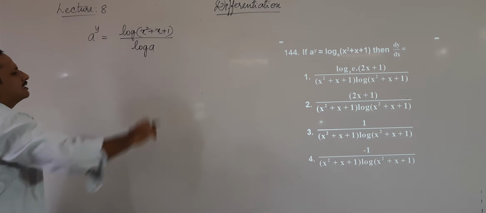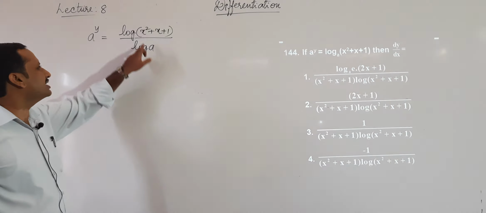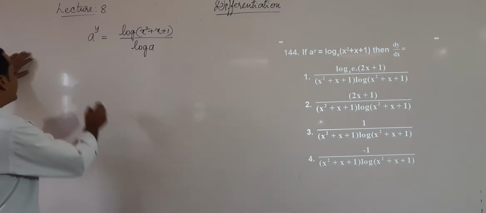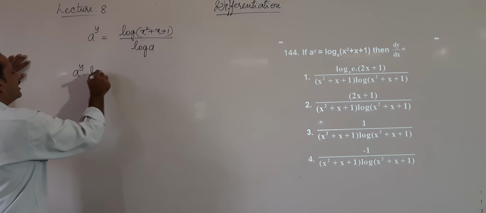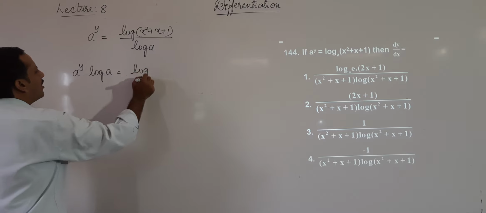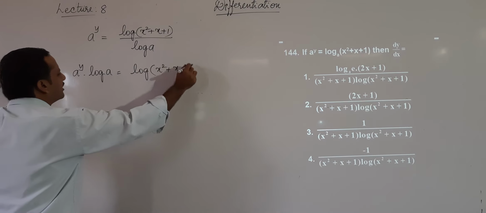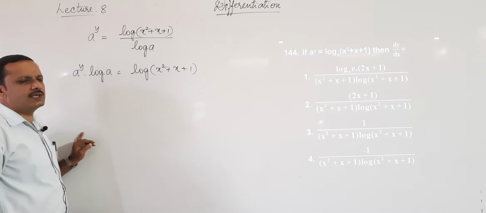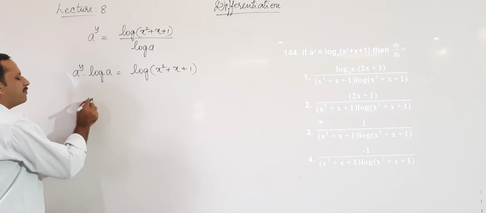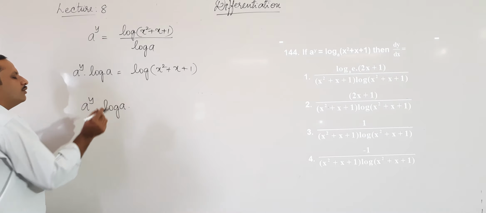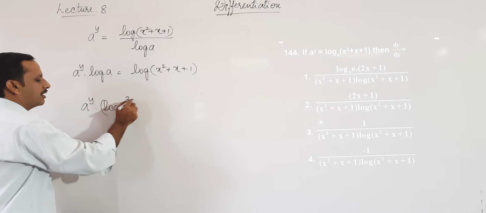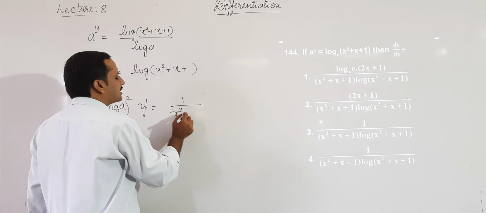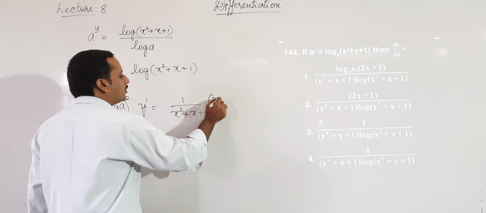Okay. Here I have changed the base to e and not mentioned it, which means we must understand that the base is e. Cross multiply: a power y into log a is equal to log of x square plus x plus 1. Now, differentiate this with respect to x. Differentiating with respect to x, this log a is constant. The derivative of a power y is a power y into log a into y dash. Into that log a that is remaining, so together it will become log a whole square into y dash is equal to the derivative of this expression, which is 1 by x square plus x plus 1 into 2x plus 1.